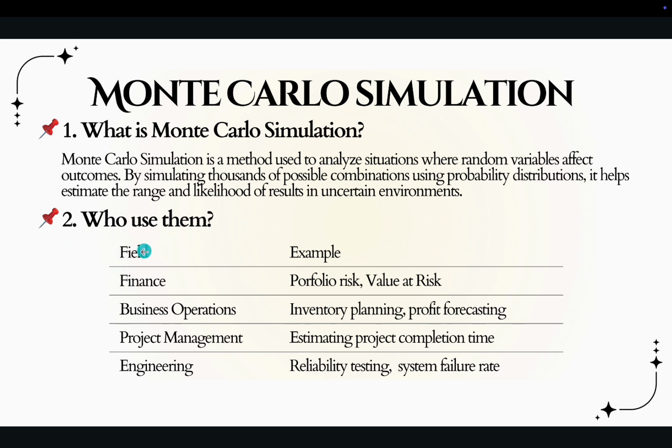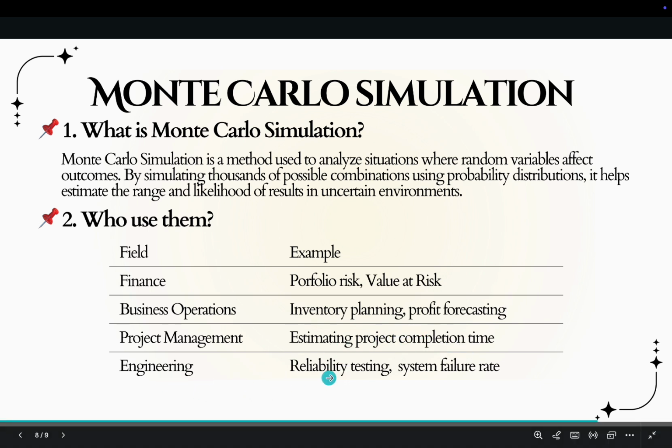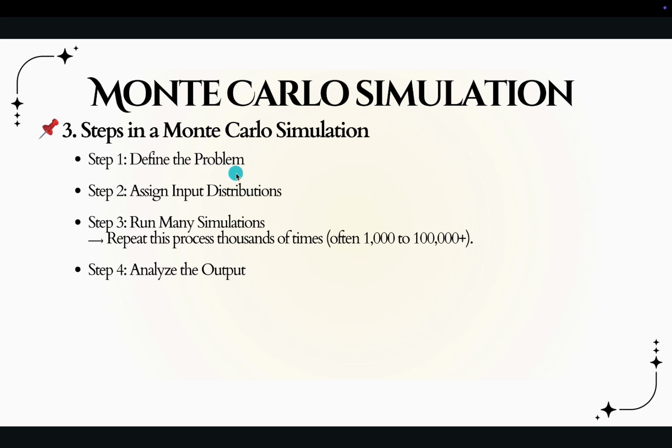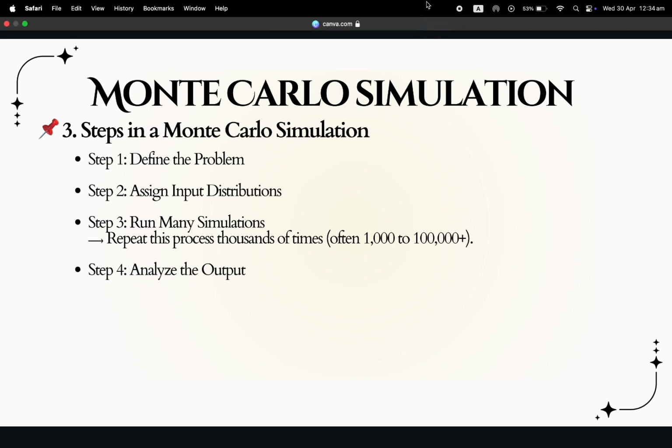In finance, they use it in portfolio risk and value at risk. In business operations, it is used for inventory planning and profit forecasting. In project management, it is used for estimating project completion time. In engineering, it is used for reliability testing and system failure rate. And we have 4 main steps to do the simulation. Step 1, define the problem. Step 2, assign input distribution. Step 3, run many simulations. And step 4, analyze the output.